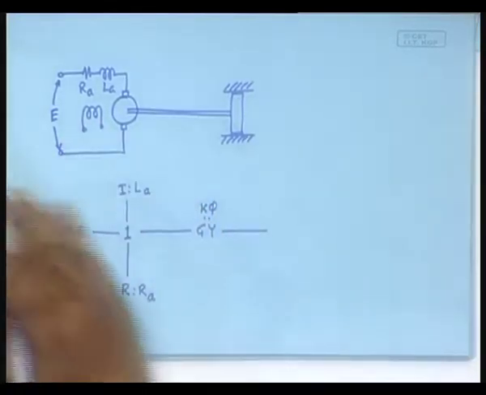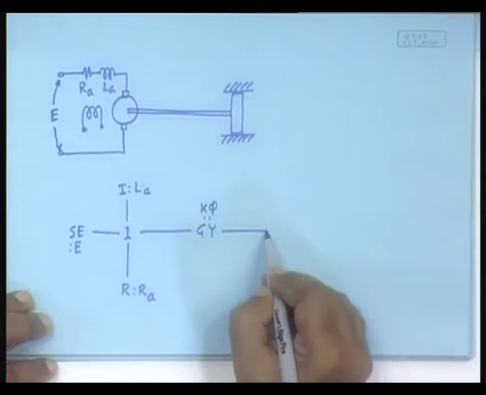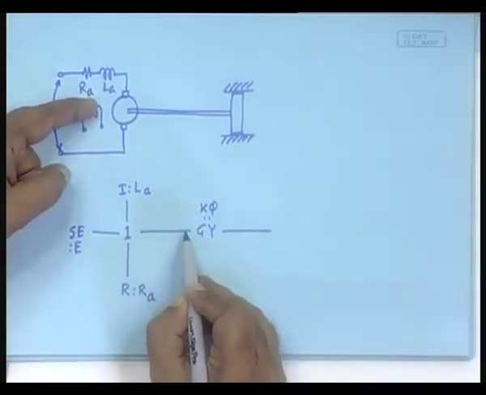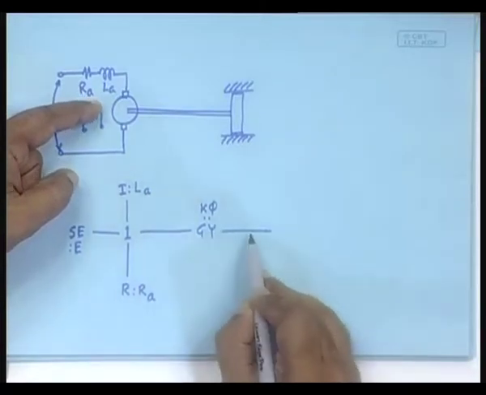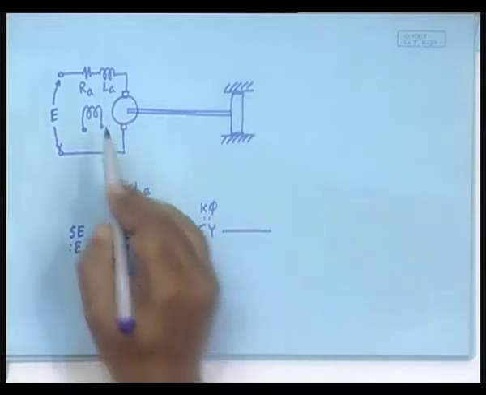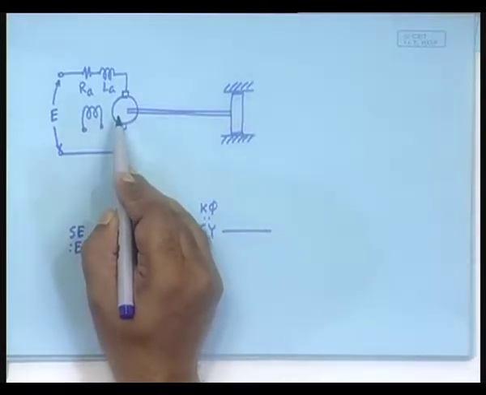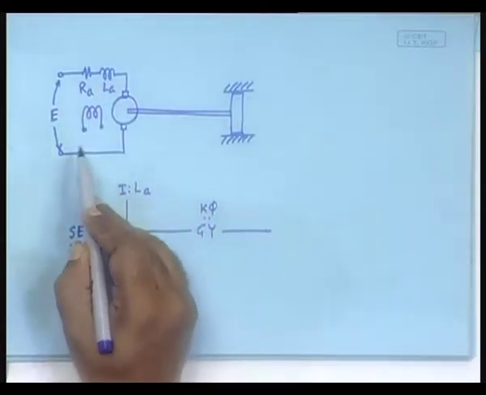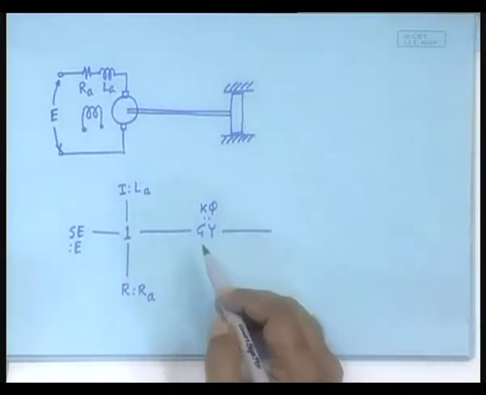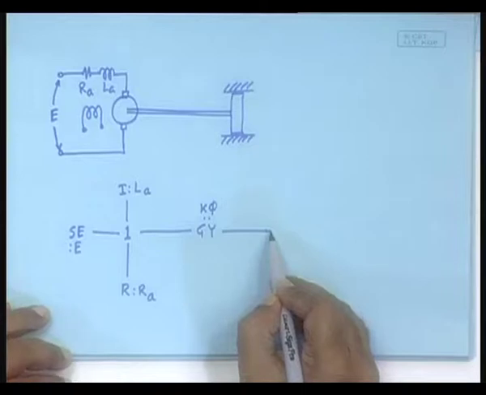So, this is the electrical side, this is the mechanical side. The electrical side's effort is the back EMF, and that is related to the speed of rotation in this side, that is the flow. The electrical side's flow is the current, that is related to the torque in the mechanical side, that is why it is a gyrator. Fine. So, we have come to this point.